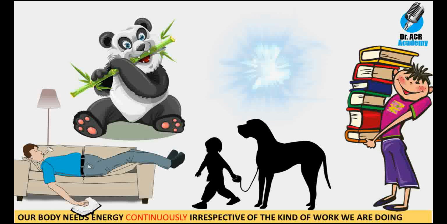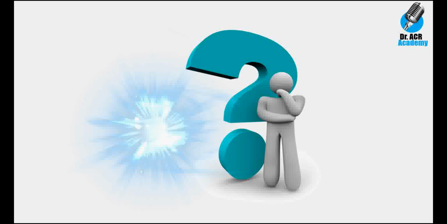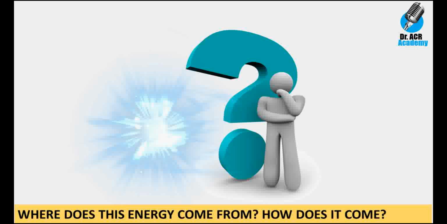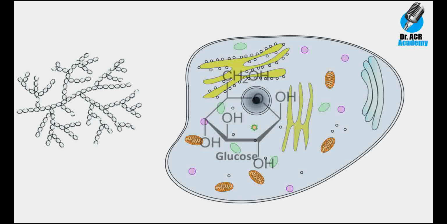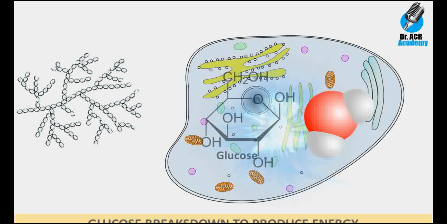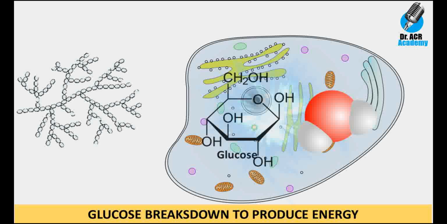And where does this energy come from? How does it come? In simpler words, this energy comes from the food we eat and the air we breathe. The food that we eat has stored energy mainly in the form of glucose. The glucose reacts with the oxygen of the air and releases energy.